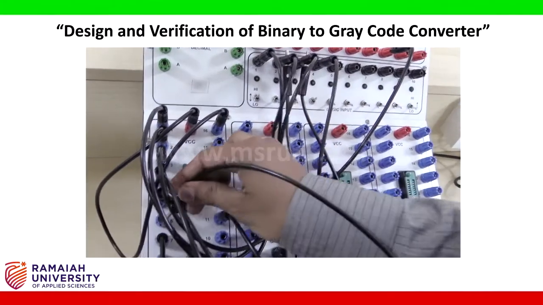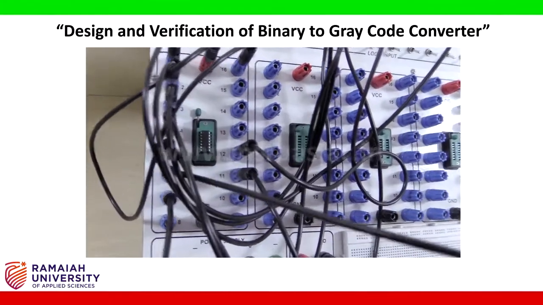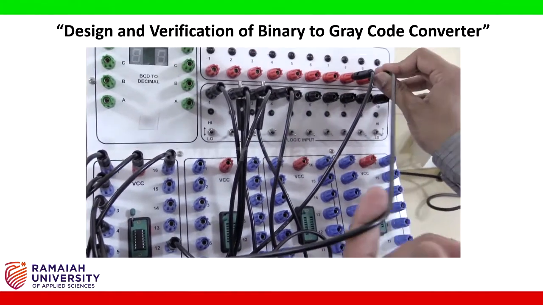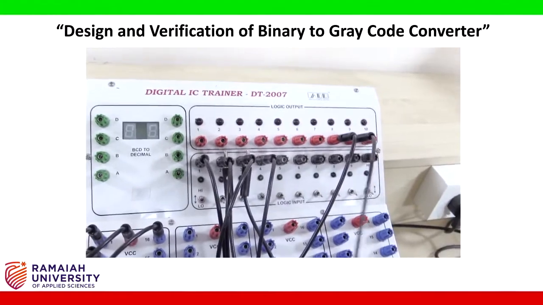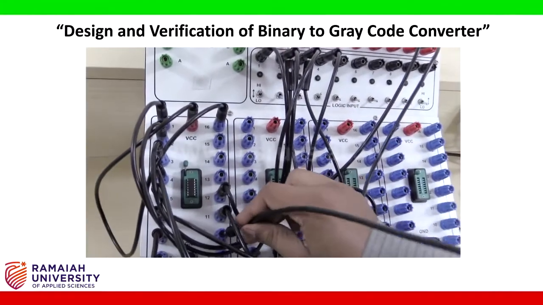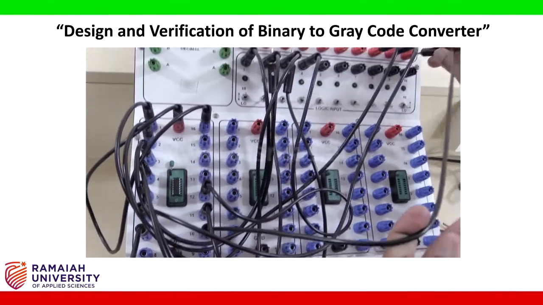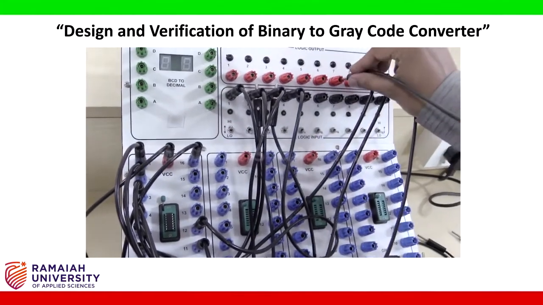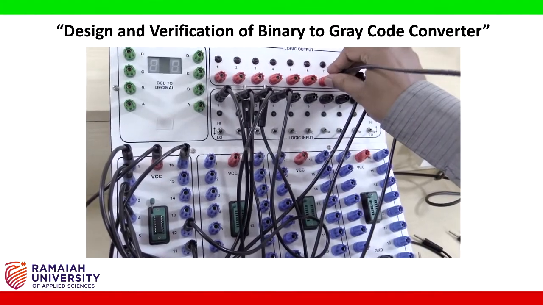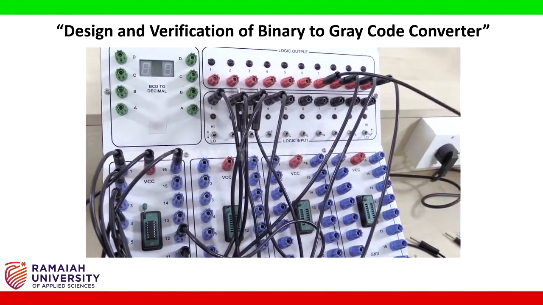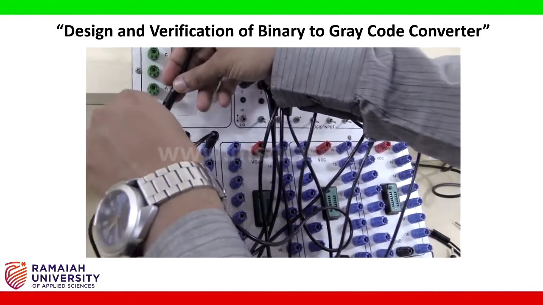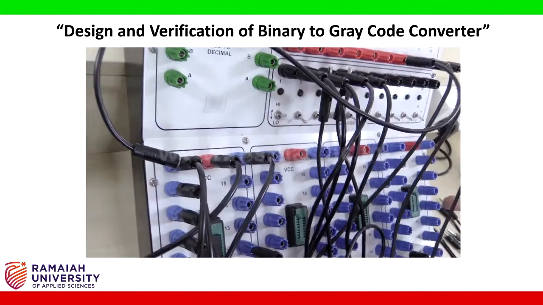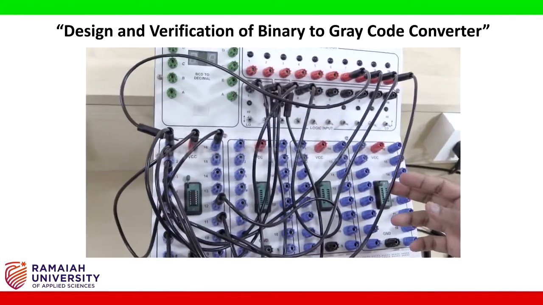Pin number 6 of the XOR gate is connected as the third output, that is G1. Here I am connecting. Pin number 8 of the XOR gate is connected as the last output, that is G0. And one more output, that is G3. I am connecting here. G3 is directly connected to pin number 1. So this completes the circuit connections.